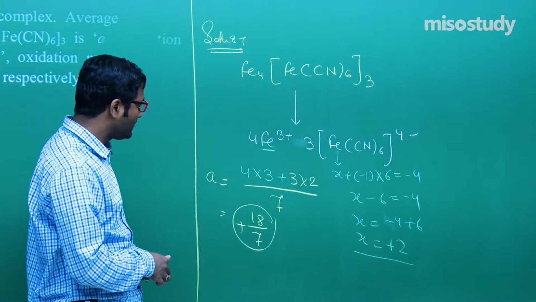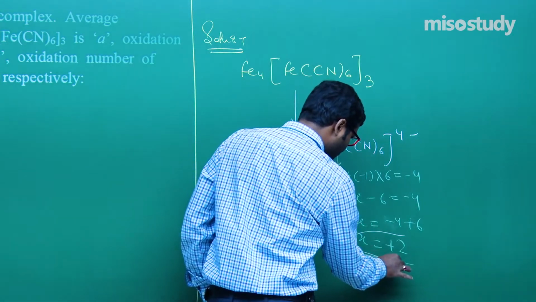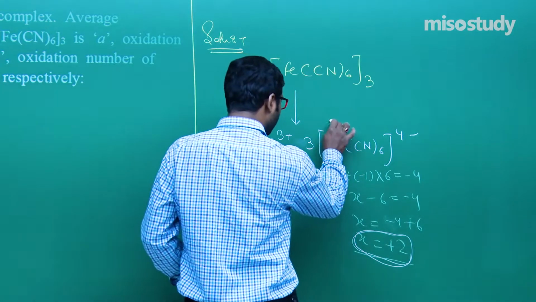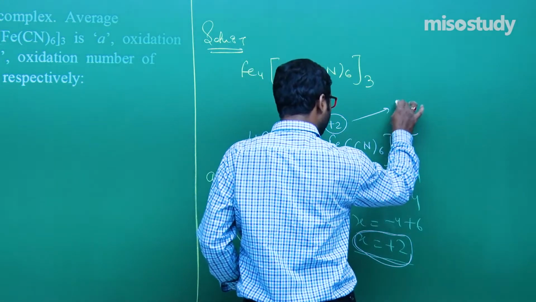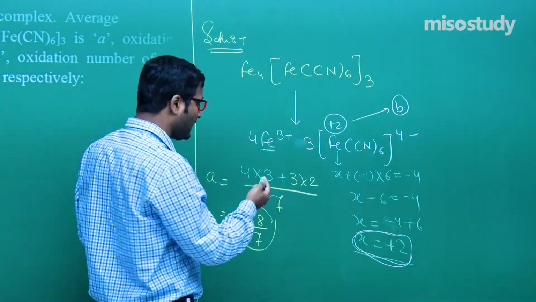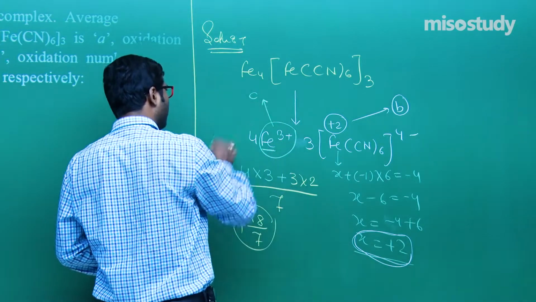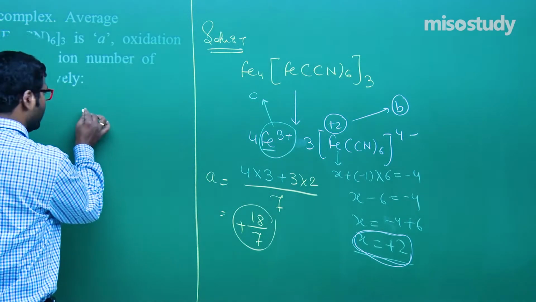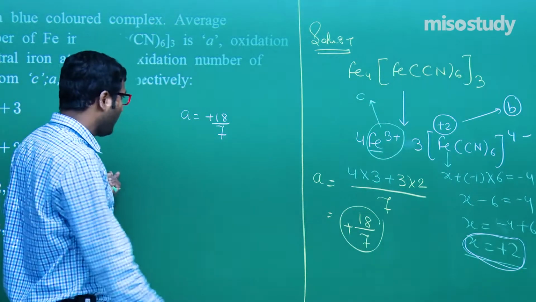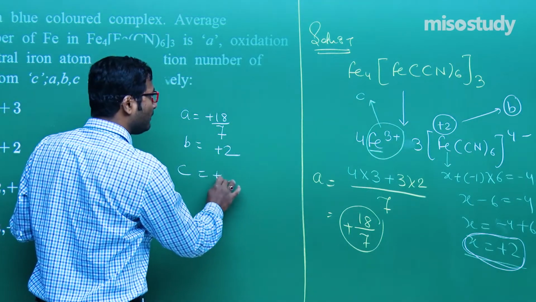Now what is the oxidation state of the central iron atom? The oxidation state of the central iron atom is +2, that is, this one is +2. This is the value of B. Now what is the oxidation state of the counter ion? This one is the counter Fe, and here it is +3 oxidation state. This is the value of C. Now we can say that is the answer. A is equal to +18 upon 7, B is equal to +2 and C is equal to +3.